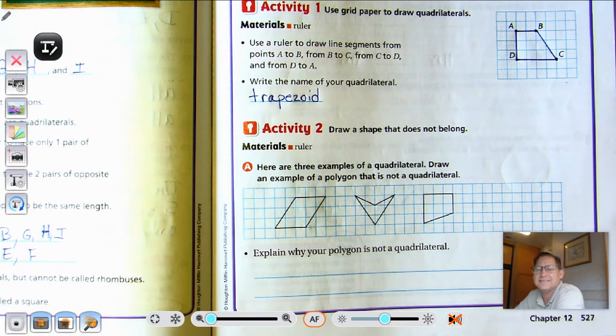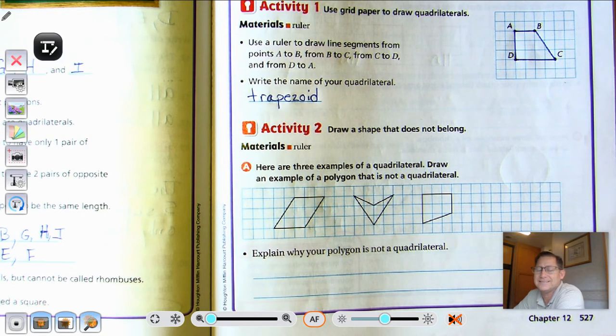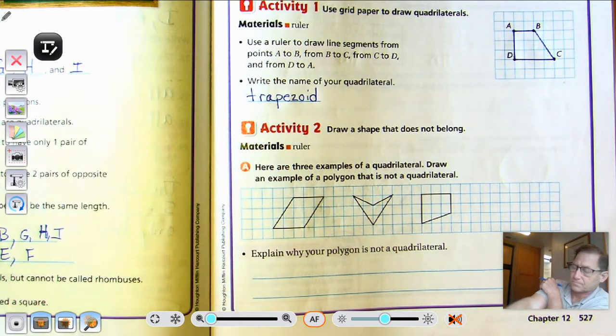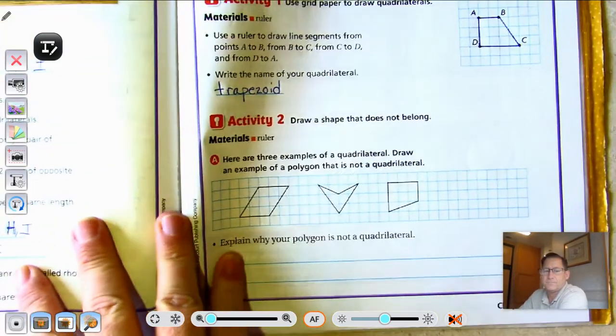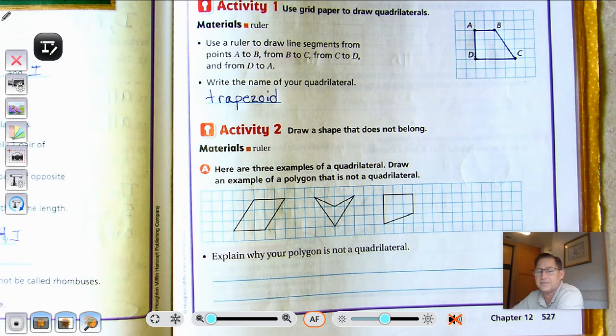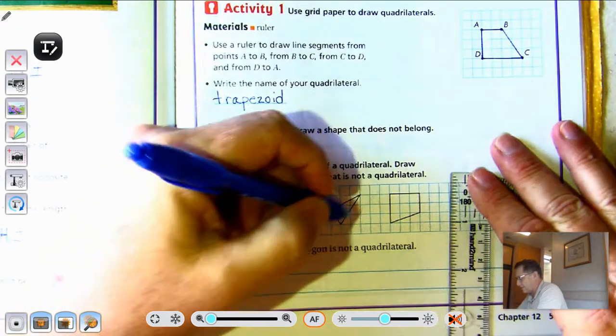Activity 2, draw a shape that does not belong. Okay, so here are three examples of a quadrilateral. Draw an example of a polygon that is not a quadrilateral. Okay, so it has to be a polygon, so it has to be a closed shape made up of line segments. So we know that quadrilaterals have four sides. So we need any polygon that doesn't have four sides. It could be a triangle, a pentagon, a hexagon, octagon, decagon, anything like that. So anything that is not four-sided.